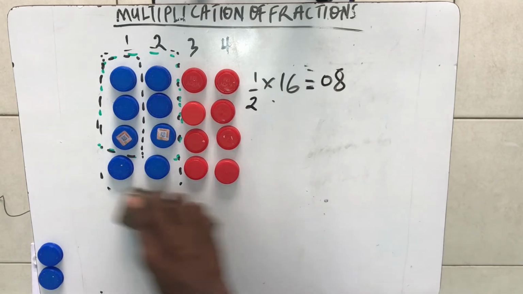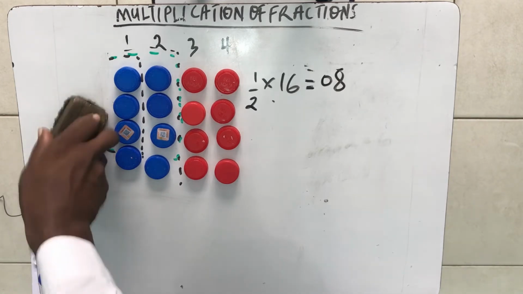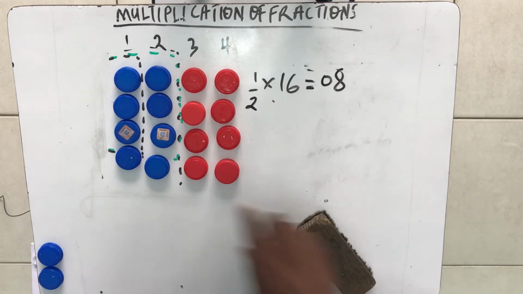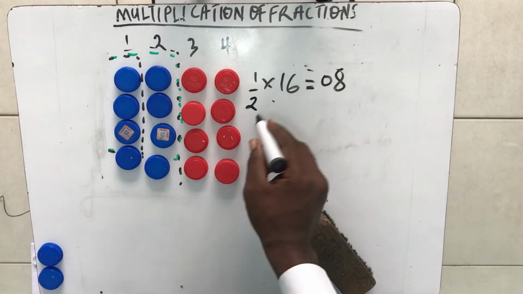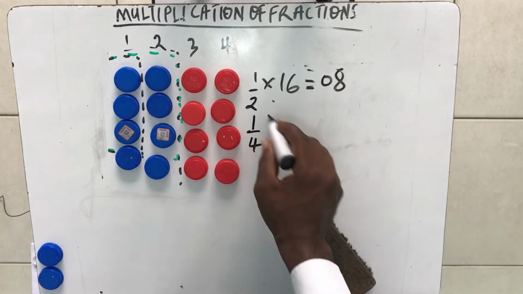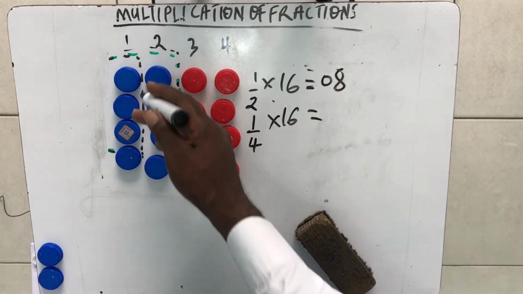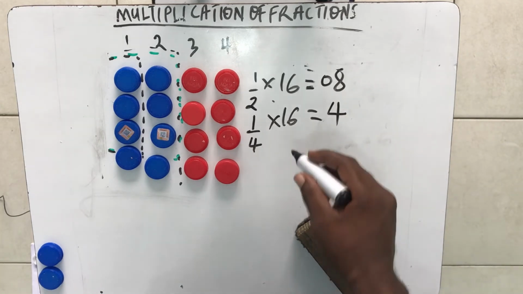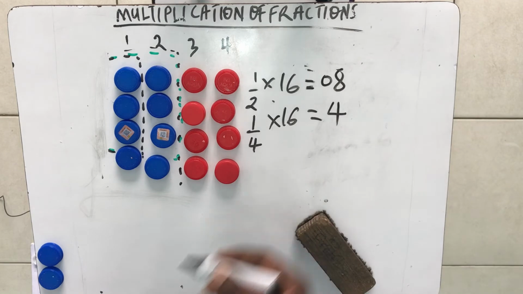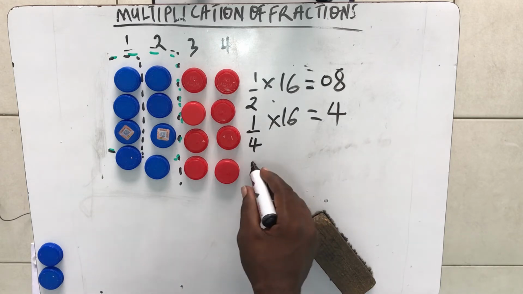Right, what if we are to do 1/4? 1/4 means take 1 out of the 4 groups. So there's going to be this group 1. 1/4 out of 16 we are going to have 1, 2, 3, 4. So 4 members. 1/4 out of 16 is going to be 4 members.